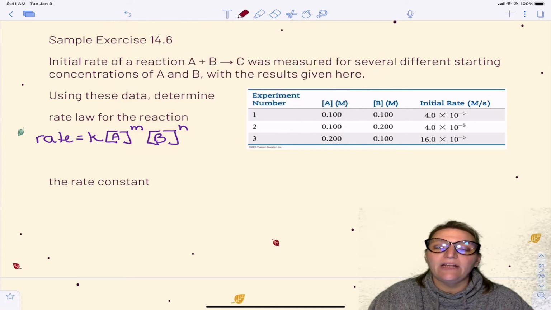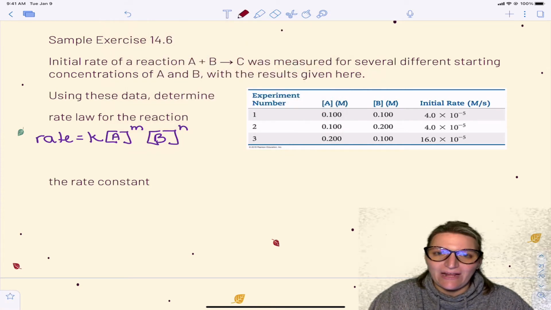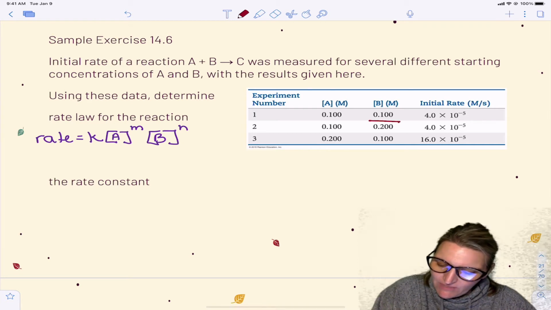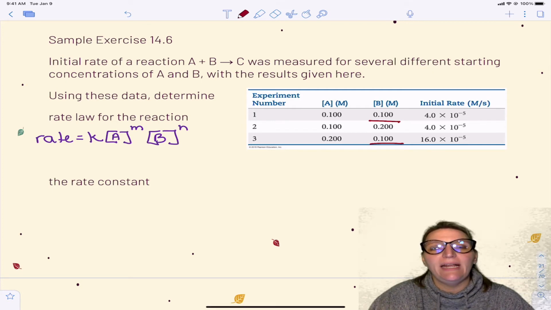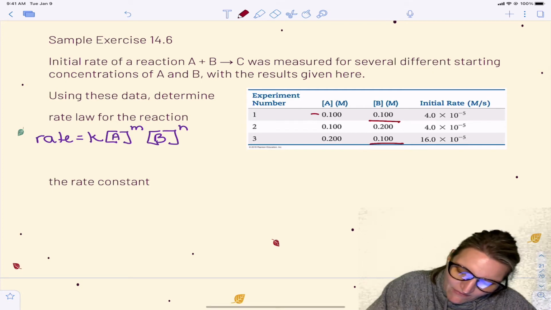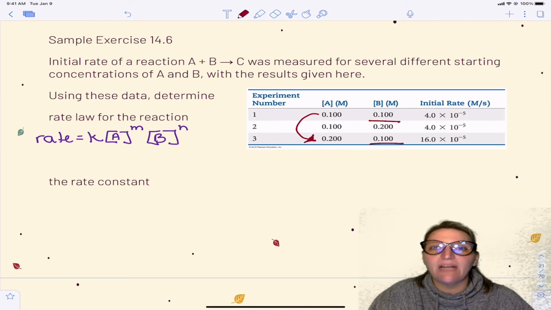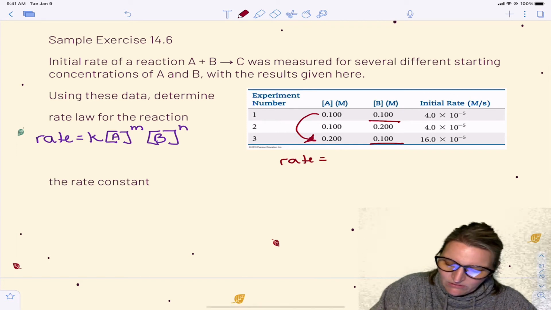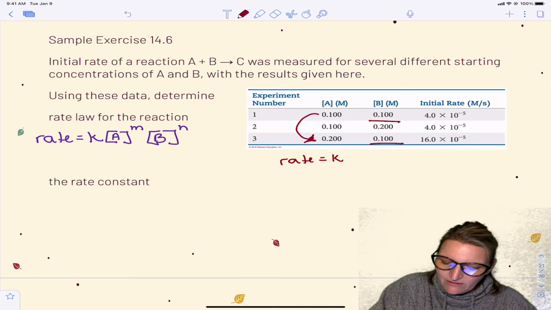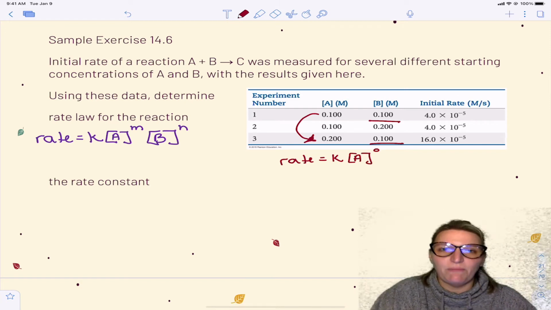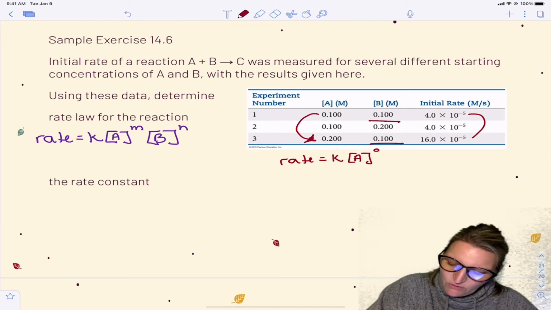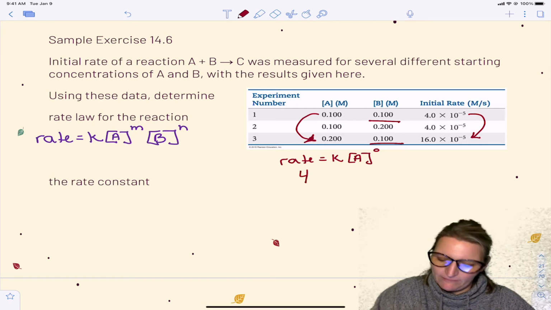Let's look first at just changing A, which means I have to look at what experiments B is kept constant. And if I look, B is kept constant in experiments 1 and 3. What have I done to A? I have doubled A. So think about this, right? Rate equals K, which is always going to be the same, times the concentration of A raised to some power. I'm going to leave B off because B is constant. What has happened to the rate? The rate has increased by a factor of 4.